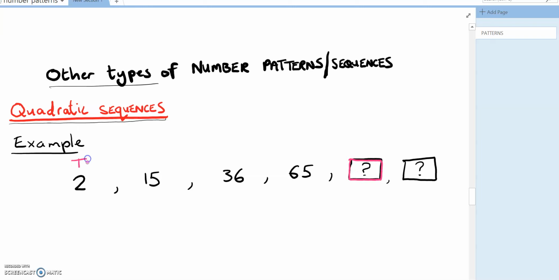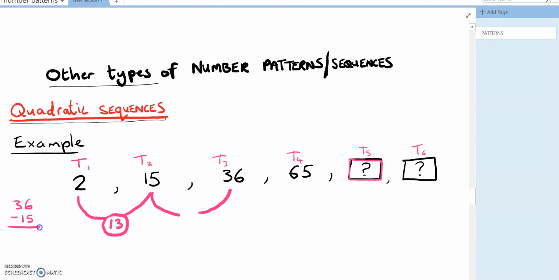So we have term 1, term 2, term 3, term 4, but we don't have term 5 or term 6. Well, it should be straightforward, shouldn't it? Well, let's have a look. The difference between 2 and 15 is 13. The difference between 15 and 36 is, I'm getting the bigger number and taking away the smaller number, 21. So the difference there is 21.